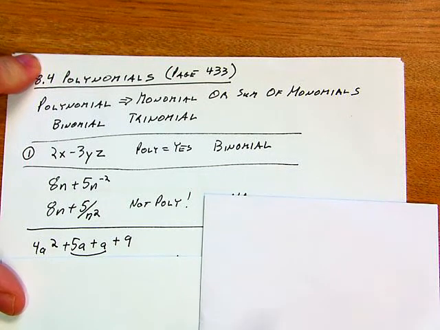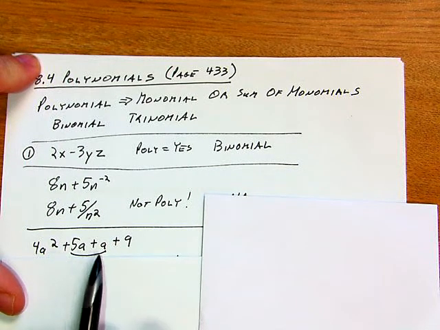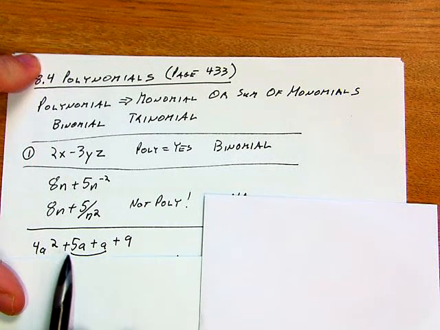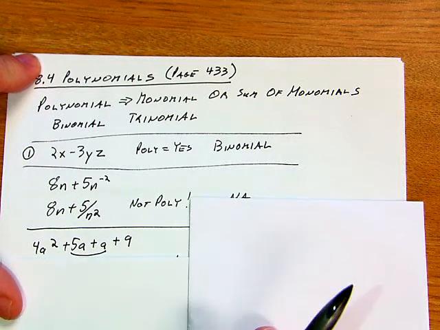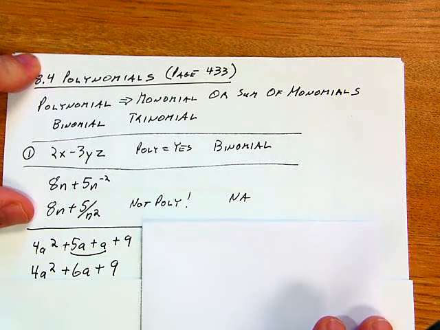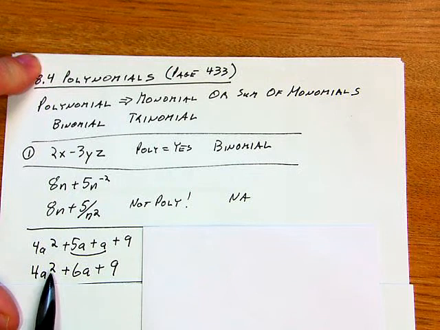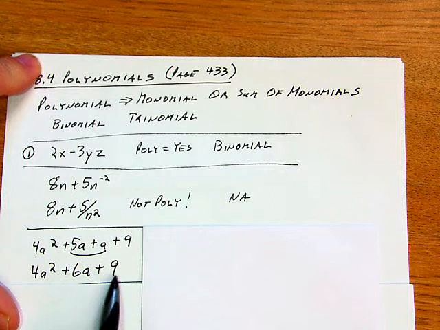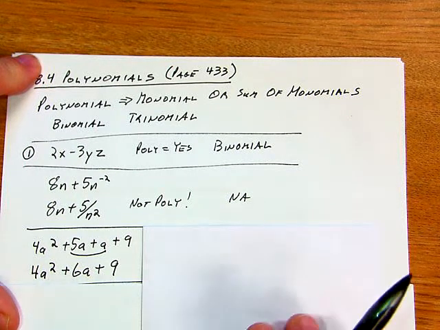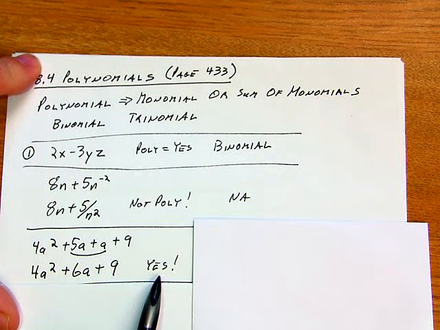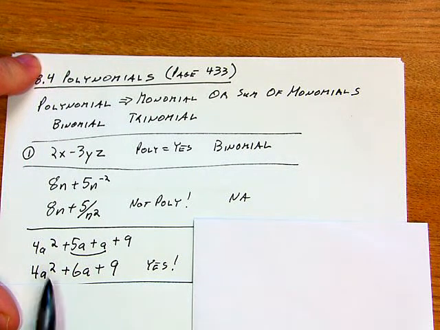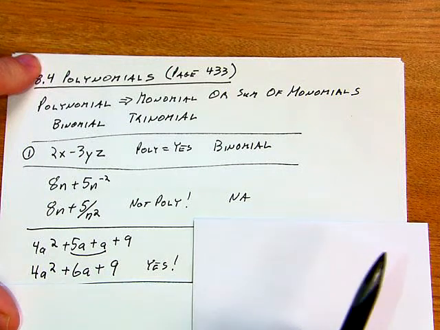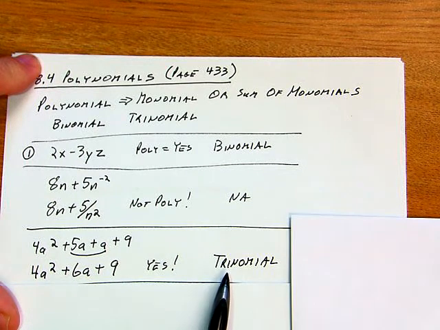Now let's take a look at this third one: 4a squared plus 5a plus a plus 9. The first thing I notice is it's not simplified because I have two like terms that can be added together. So I'm going to rewrite it as 4a squared plus 6a plus 9. Now I look at these three terms. They're all added together, so that's good. Is each one of them a monomial? Yes, they are. So this is a polynomial. Does it have a special name? It's got 1, 2, 3 terms, so yes. It's a trinomial.